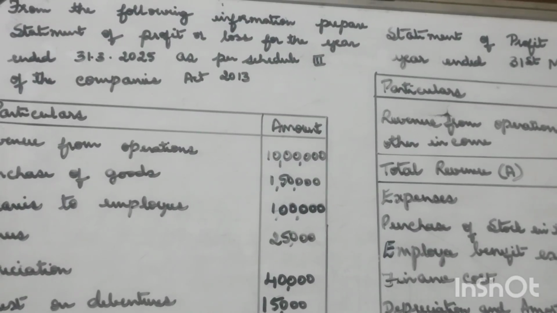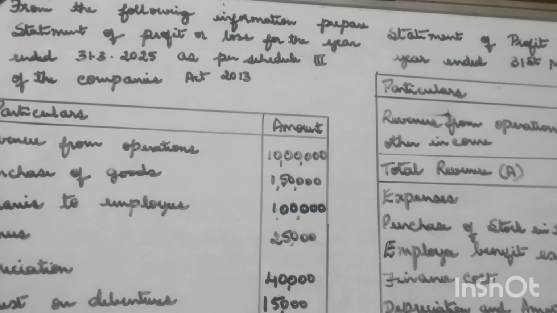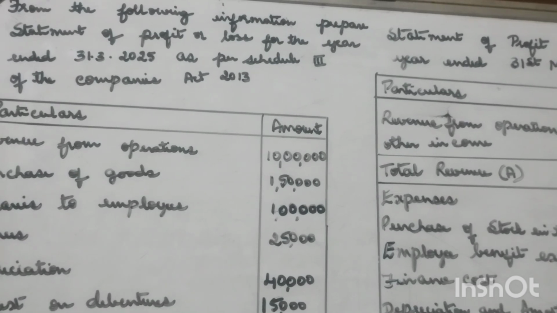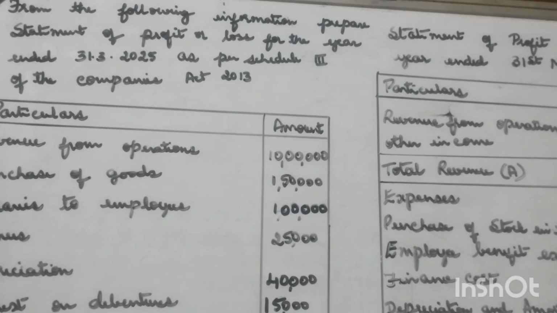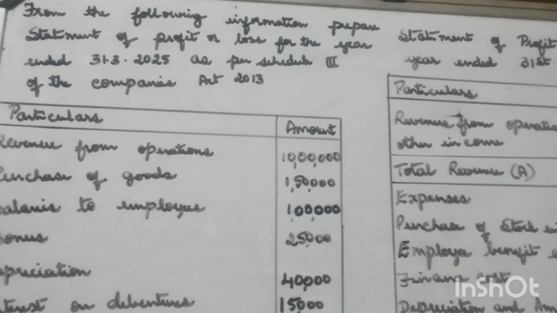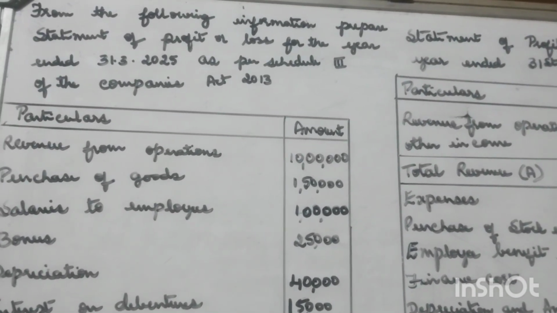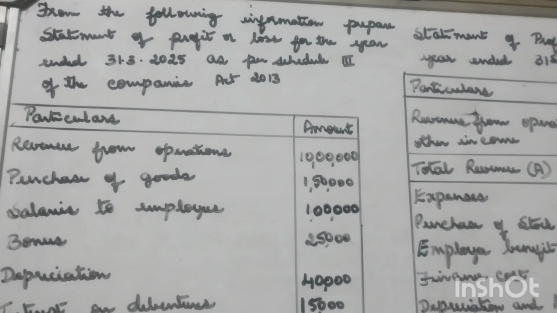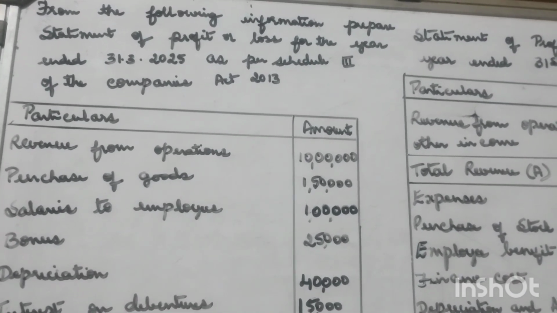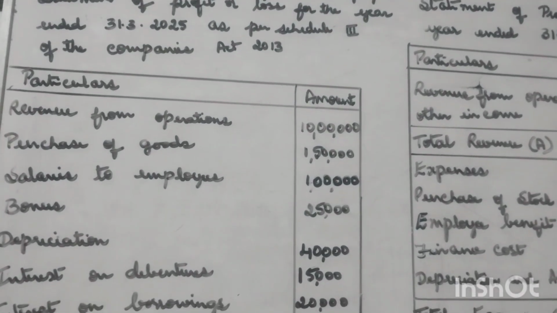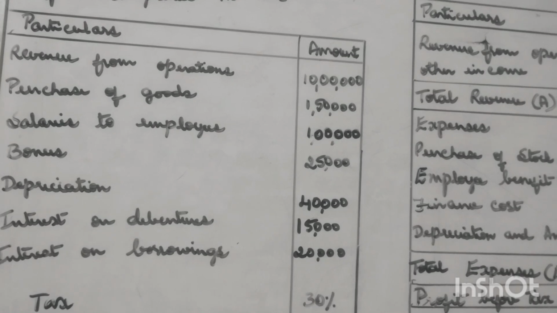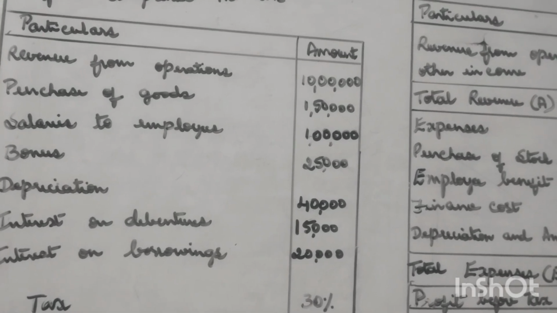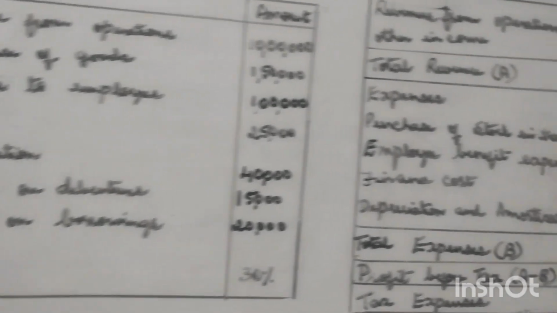Here is a problem. Carry 6 marks. From the following information, prepare statement of profit and loss for the year ended 31st March 2025 as per Schedule 3 of Companies Act 2013. So, in this question, revenue from operations is given as 10 lakh, purchase of stock in trade 1,50,000, salaries to employees 1 lakh, bonus 25,000, depreciation 40,000, interest on debentures 15,000, interest on borrowings 20,000, tax 30%.